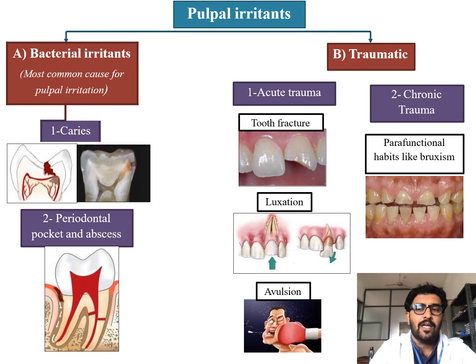Definitely, periodontal problem is one of the conditions where the perio-endo relation starts and the patient starts with pain. That is one of the conditions where you have to look after the periodontal problems. Okay, next comes traumatic. The first one is acute trauma and the second one is chronic trauma. Acute trauma includes tooth fracture, luxation, avulsion, etc. And chronic trauma includes parafunctional habits and bruxism. Bruxism is one of the conditions where anatomical disturbances mainly lead to certain occlusal problems, and that may lead to fracture, etc.